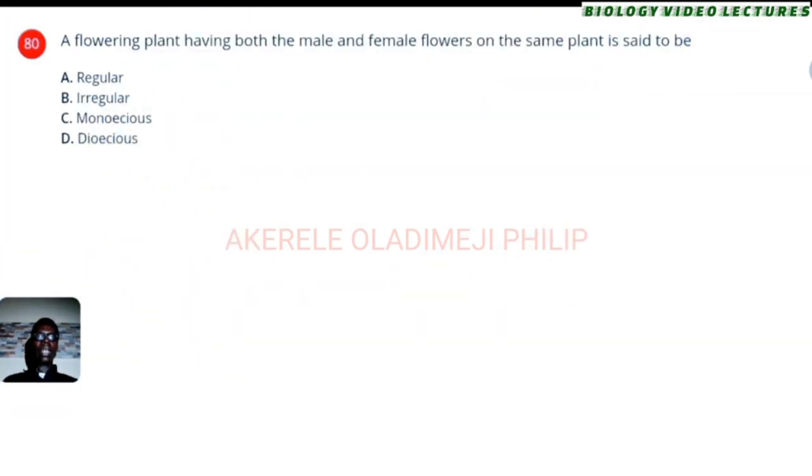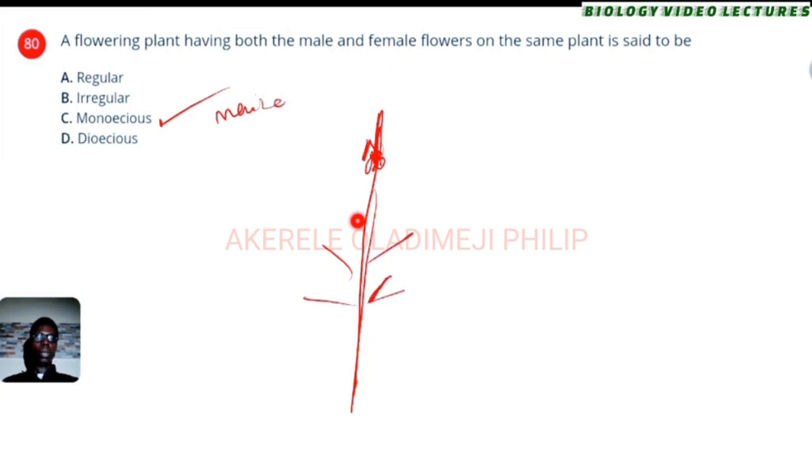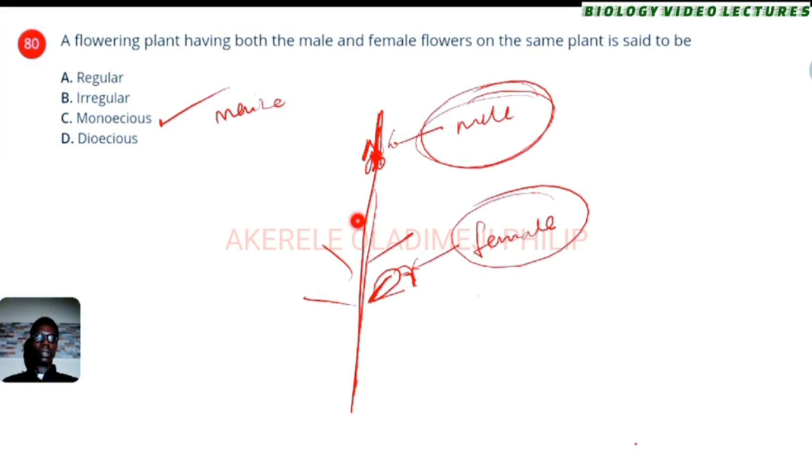All right, a flowering plant having both the male and female flowers on the same plant is said to be monoecious. Example is your maize. Let's say this is a maize plant like that. This is the cob here, and this has something coming out like that. This cob is actually a female flower, and this tassel is actually a male flower. So this is monoecious, having two types of flowers on the same plant.